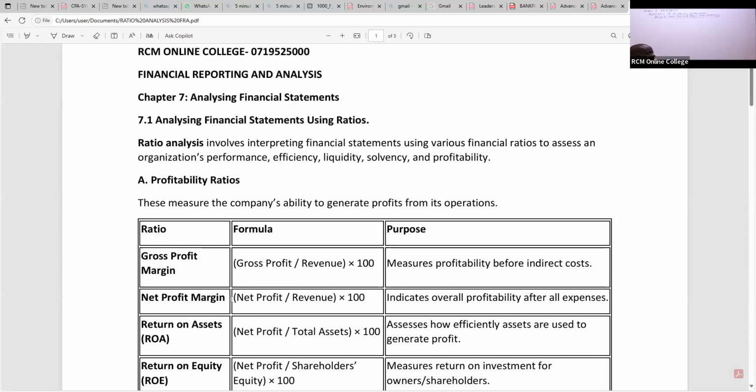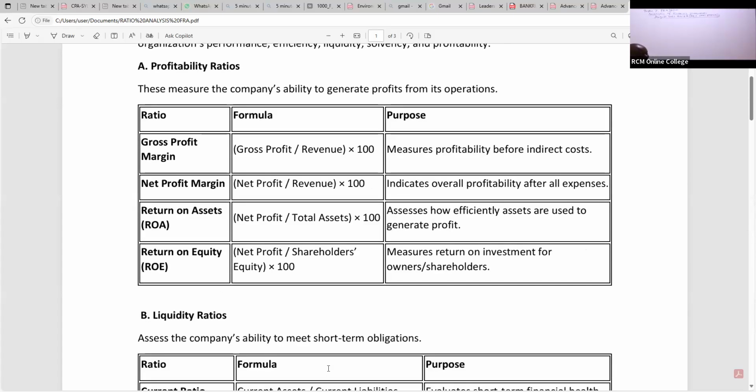Then we have net profit margin. Once you hear the word margin, we must always have revenue at the base. So we have a net profit margin, which is net profit over revenue. We have return on assets. Which returns are these? This must be the profit after tax, the net profit over our total assets. We have return on equity, the same profit after tax divided by the shareholders' equity.